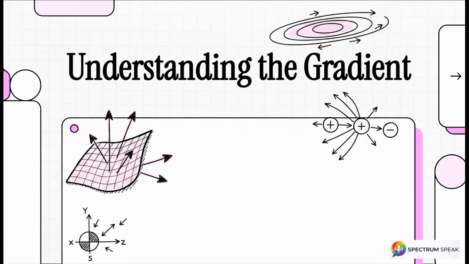Have you ever found yourself needing to find the absolute steepest, fastest path up a hill? Or maybe figure out the direction heat will flow the quickest from a hot surface? Well, today we're going to break down the one mathematical tool that does exactly that. It's called the gradient. Let's get right into it.